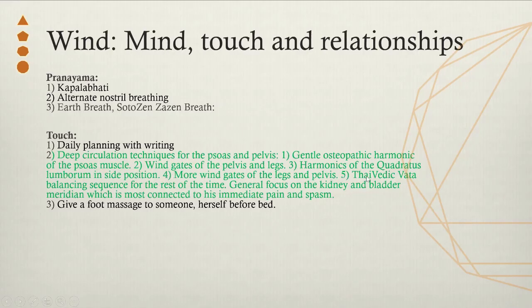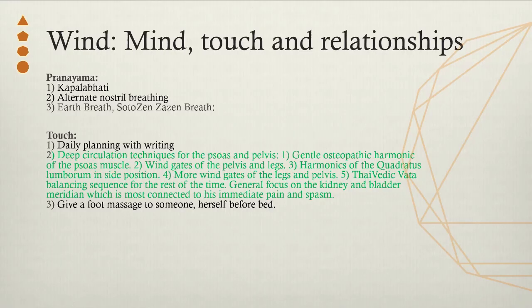And then with the rest of the sequence, now his body was able to move enough that I could then focus on the general Vata balancing sequence he used in ThaiVedic, general focus on kidney and bladder meridian, which is the most connected to his immediate pain and spasm. So I went from very specific back and forth, lots of communication, moving him into positions to get that relief in his muscle to, now let's just give him a good bodywork session for the rest of the session and focus on the meridians, the bigger association to the rest of the body of what his spasm was related to.